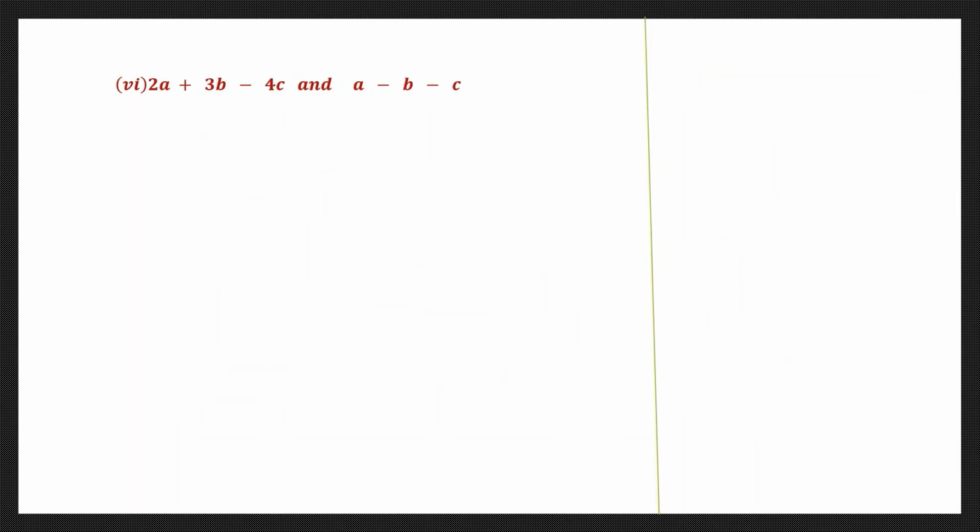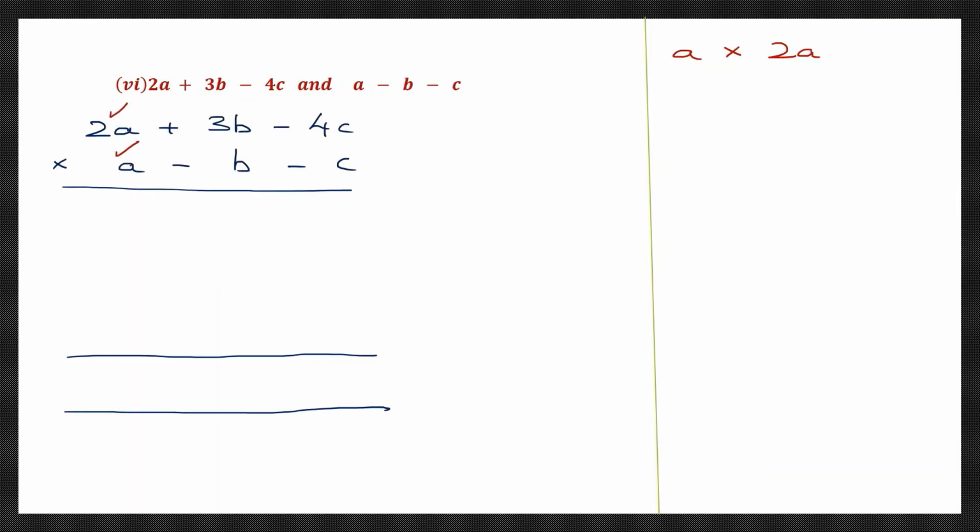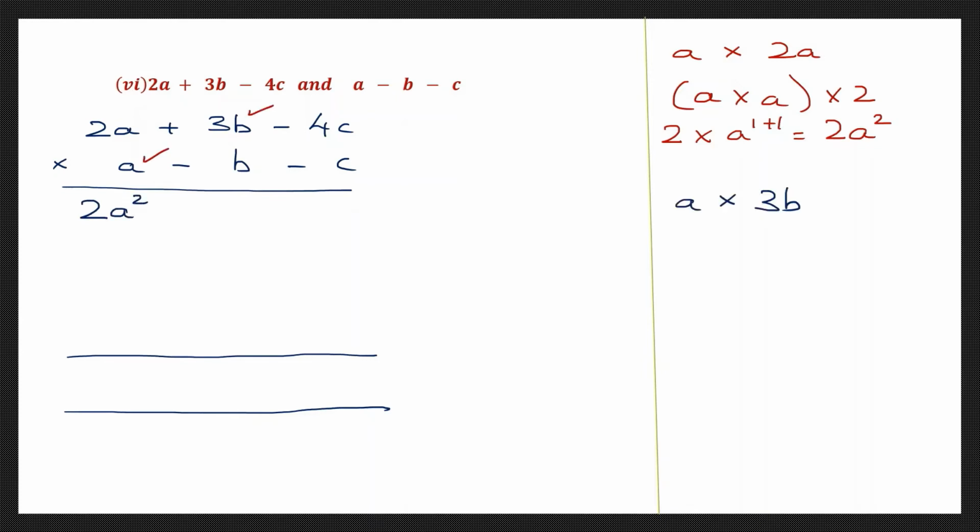Moving on to question 6. So let's start multiplying now. We start with a into 2a. So that becomes a into a and we have into 2. So the number is 2 into a to the power of 1 plus 1, which is 2a to the power of 2. So let's write it down, 2a square. Now we're going to multiply a into 3b. So the number is 3 into this 1a and there is 1b. So this becomes 3ab. So it is plus 3ab.